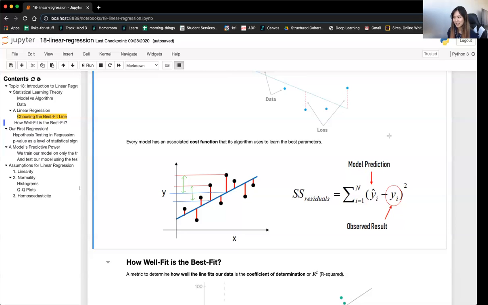If you're interested in the formulas for that, I believe one of the first labs in 18 will go through the exact formulas for finding the best values for beta 0 and beta 1, which will make up this line.